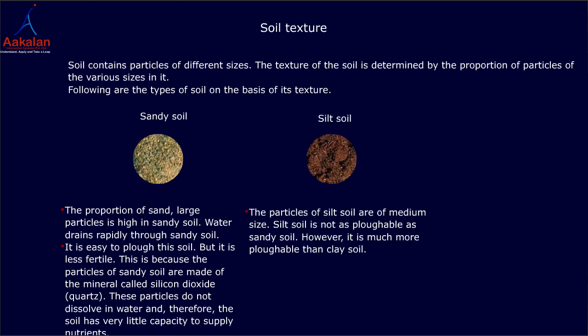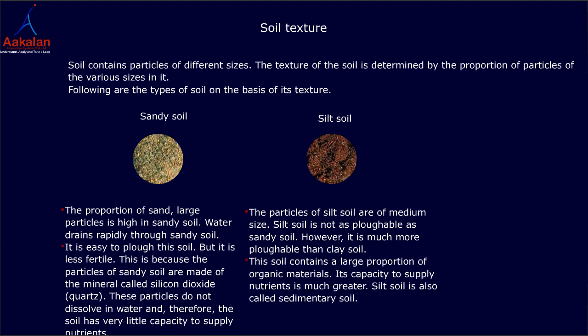The second type is the silt soil. The particles of silt soil are of medium size. Silt soil is not as plowable as sandy soil. However, it's much more plowable than clay soil. This soil contains a large proportion of organic materials. Its capacity to supply nutrients is much greater. Silt soil is also called sedimentary soil.